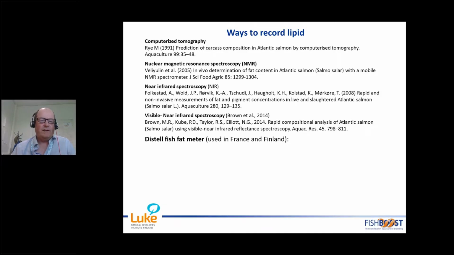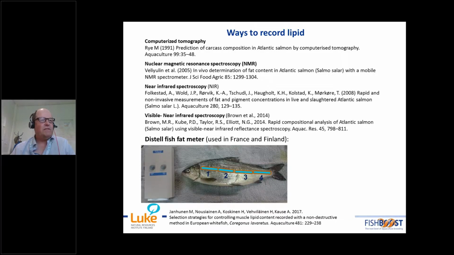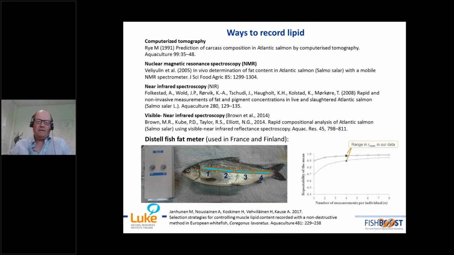In Finland and in France, we have used a distal fat meter, which is, let's say, a fairly low-cost method. The logic is that you can take repeated records from the fish along the central line, and you calculate the mean of those. When you take the mean, that is highly repeatable, so it's an accurate measure. This is the way we have used in a routine breeding program to record fillet lipid in fish.